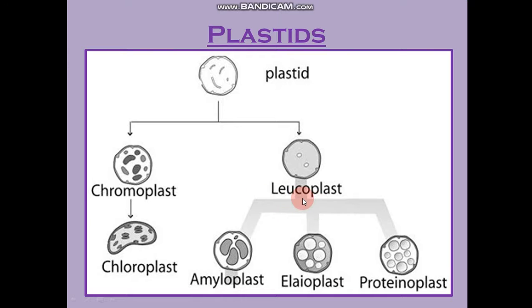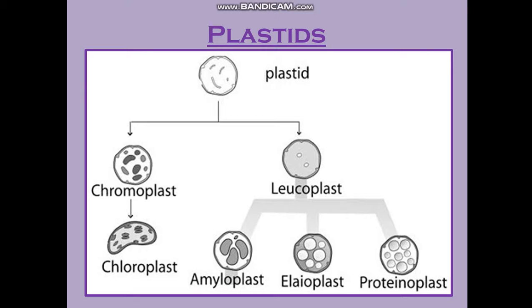Now we're coming on to the leucoplast. Leucoplast can again be of 3 types. The first is amyloplast. Amylo, what does amylo mean? Have you ever heard about amylo? Yes? Okay, if yes, very good. If no, I am going to tell you. Amylo means carbohydrates. So the basic function of the leucoplast is to store food.